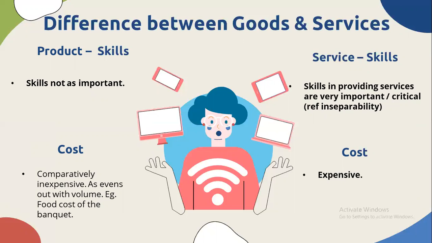Now, because service is a little critical for you to offer, it is expensive compared to a product, because service is something you'll have to give again and again. And for a product, it is comparatively not very expensive, even with volume. For example, food cost in banquets would be lower than in your fine dining restaurant in a hotel.